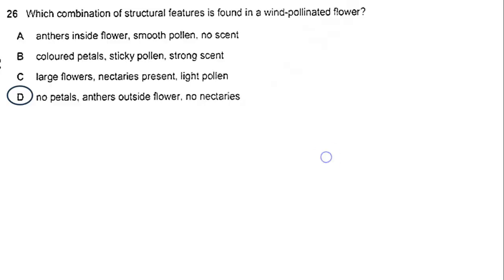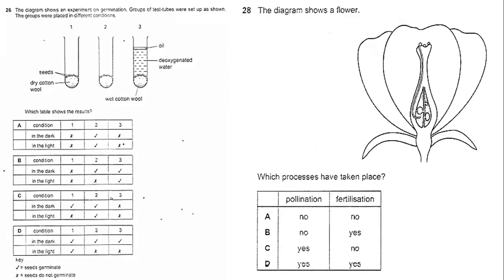Next question. Again, the diagram shows an experiment on germination. Groups of test tubes were set up as shown. The groups were placed in different conditions. Dry cotton and then seeds. Here you have wet cotton and seeds, and here you have wet cotton with seeds, deoxygenated water, which means that this is water that had oxygen removed from it, and you have oil, which will prevent the entry of any air. Which table shows the results?